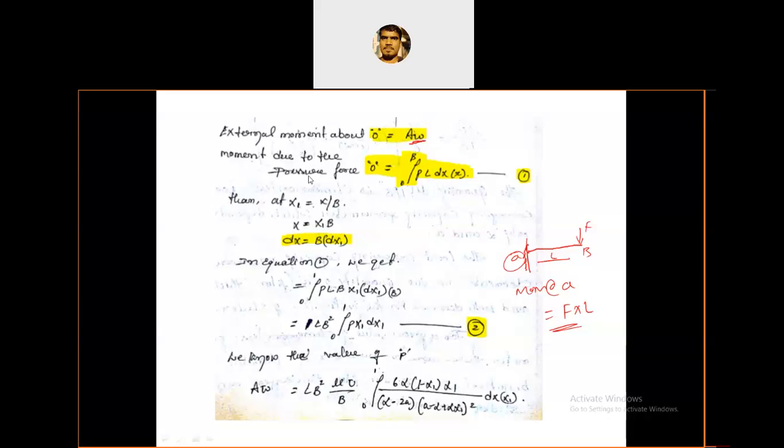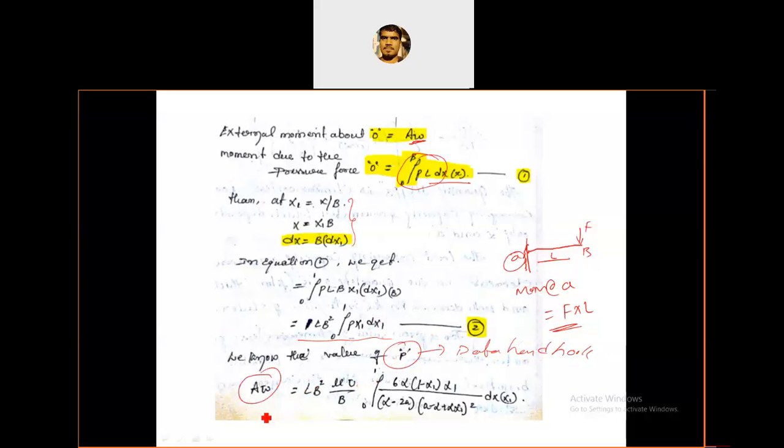The moment due to the pressure force is equal to the integration from 0 to B of P L x dx. This is the force. Here I replace x with x1, the same thing I did in the previous derivation. I replace these terms, and now the equation will become integration 0 to 1 of P L B x1 dx into B. That we simplify, and we already know the value of P, the pressure distribution, from the data handbook. You just take this and substitute here.